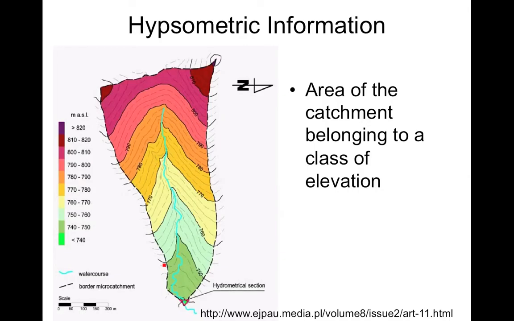So here's a hypsometric function, right? Just reiterating, we have the maximum elevation here at the top of the catchment, and as we go down the catchment, our elevation falls. Water likes to flow downhill usually. And then at the bottom of the catchment, we have the lowest elevation. So we look at the cumulative area at certain elevations, and we can get a hypsometric relationship, right? It's the area of the catchment belonging to a class of the elevation contour.